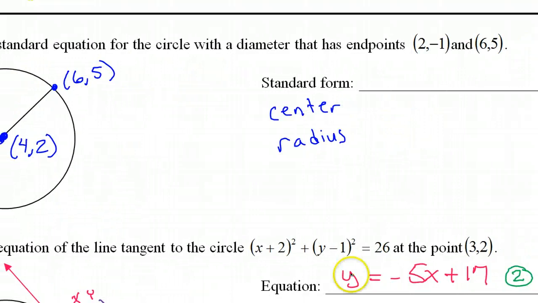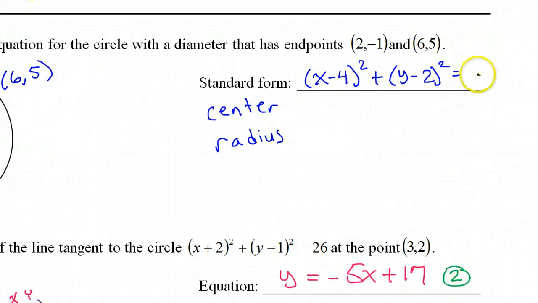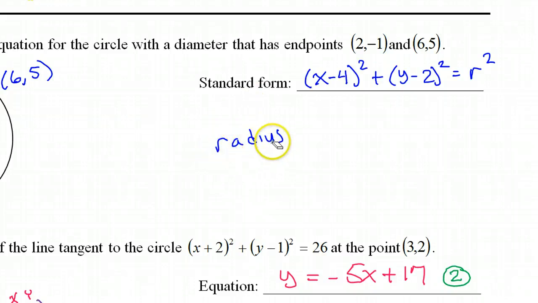Right away, that gives me the left side of the equation. So looking at the 4 and the 2, that means I will have x minus 4 squared plus y minus 2 squared equals. Now over here on the end of the model, we know it's always the radius squared. So we found the center. You can check that off our list. Now what we need to do is find the radius.